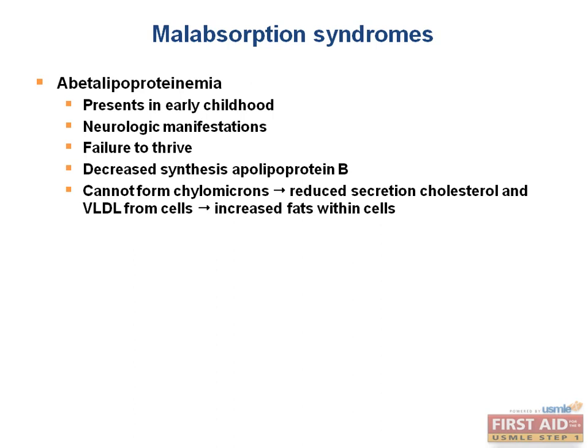Abetalipoproteinemia is a disease of children with typical malabsorption issues, as well as neurologic manifestations. The pathophysiology of the illness involves a reduced synthesis of apolipoprotein B, which prevents generation of chylomicrons. Without chylomicrons, there is a reduced secretion of cholesterol and VLDL from cells into the bloodstream, so those fats accumulate within the cells.